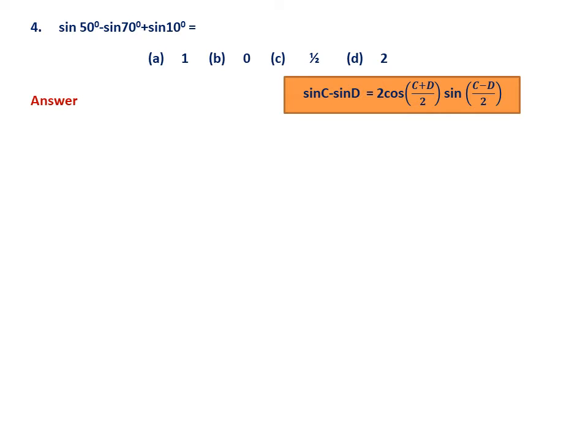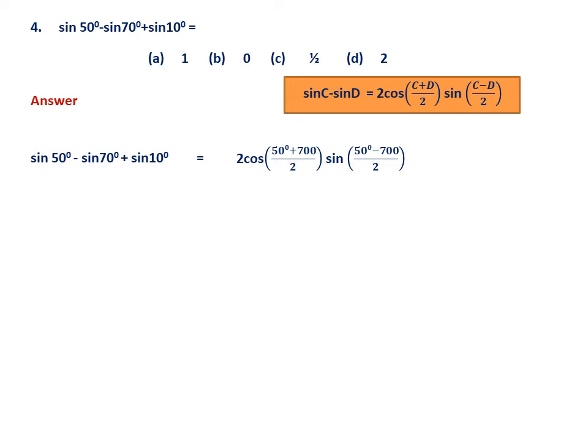See, in the given expression sin C minus sin D formula we have to use. So the formula is sin C minus sin D equal to 2 cos C plus D by 2 sin C minus D by 2. So this is the formula we are using. Therefore, using this formula we can write the first one.